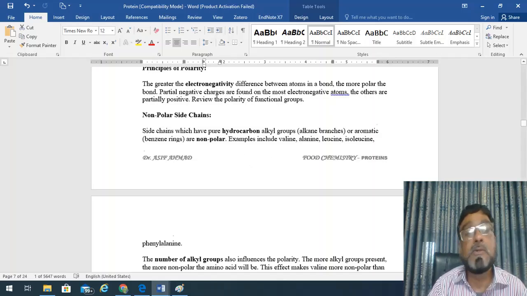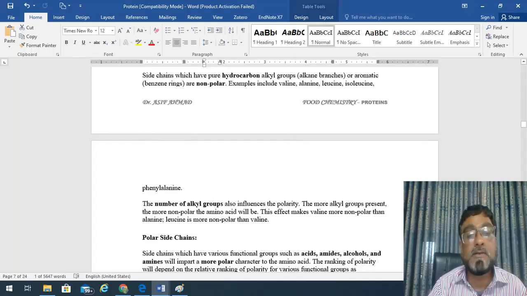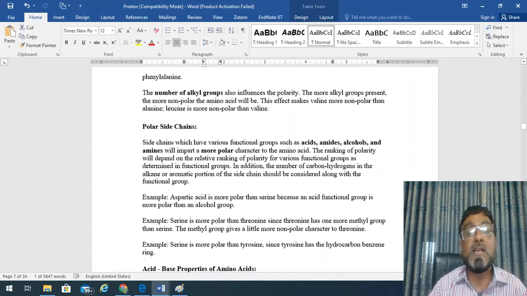So we have seen some of the nonpolar amino acids, because the side chains have pure hydrocarbons, the alkyl groups, or the aromatic groups. These are nonpolar. For example, valine, alanine, leucine, isoleucine, phenylalanine. And the number of alkyl groups actually influences the polarity. The more alkyl groups present, the more non-polar the amino acid will be.